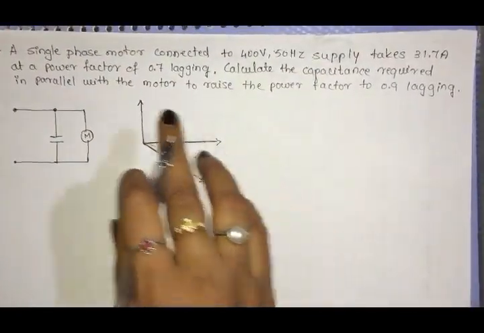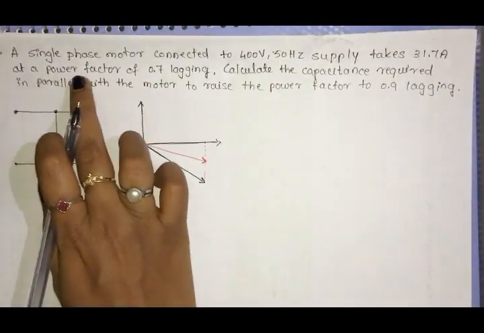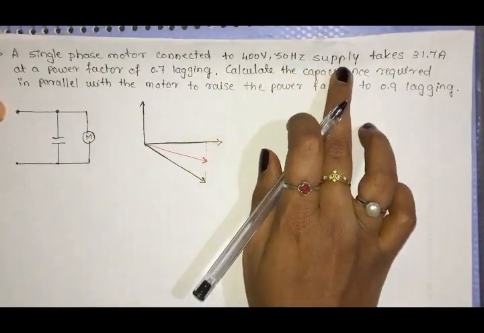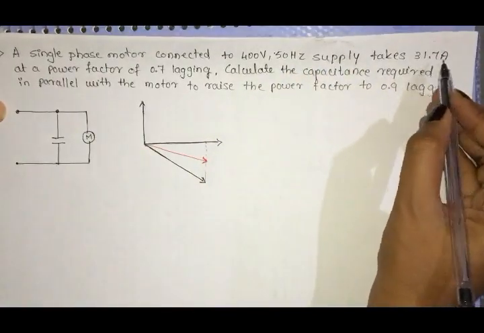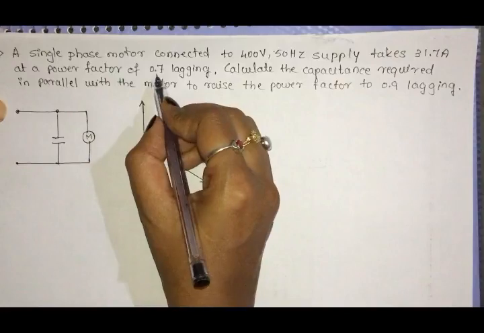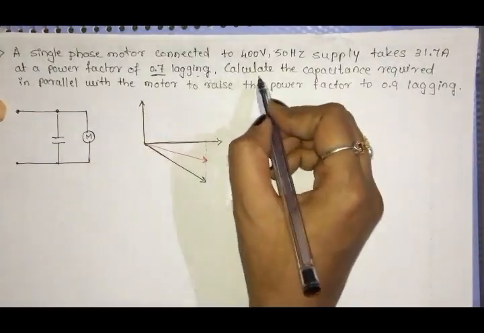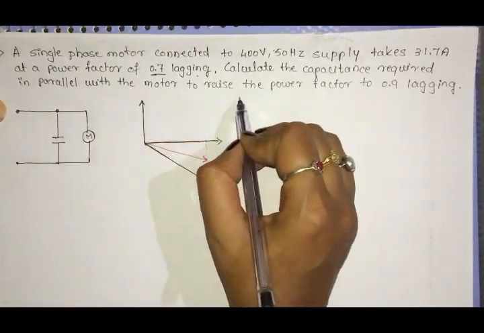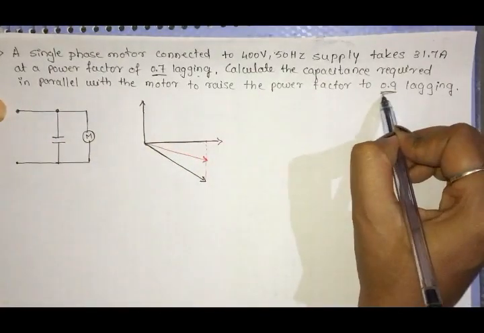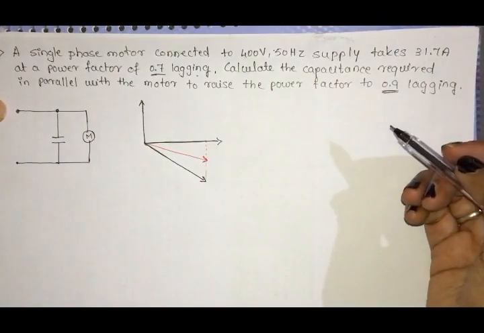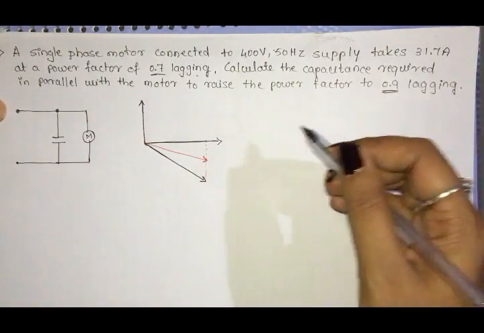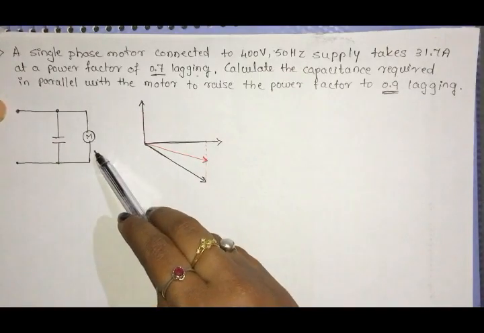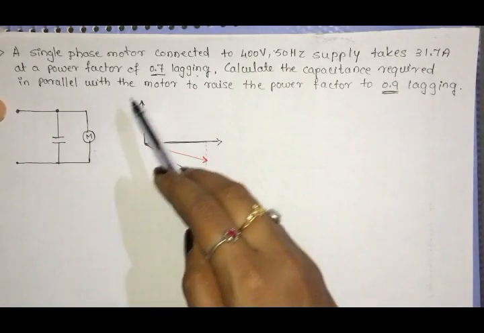Problem number 2. The given problem is: a single phase motor connected to a 400 volt, 50 Hz supply takes 31.7 amperes at a power factor of 0.7 lagging. Calculate the capacitance required in parallel with the motor to raise the power factor to 0.9 lagging. Previously we have derived that to improve the low power factor, we connect the capacitor in parallel with the load.